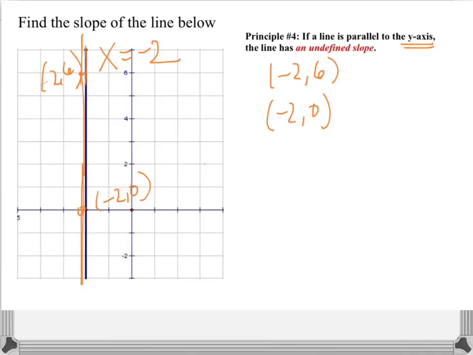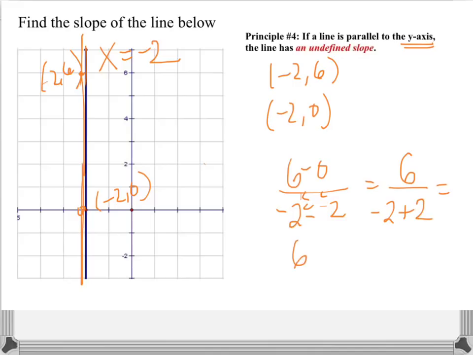So here are the 2 points: 6 minus 0 over negative 2 minus negative 2. Okay, 6 minus 0 is 6. And here I want to use KCC, so it's negative 2 plus positive 2. So it's 6 over 0, and this is what I cannot do. That's undefined. I cannot take 6 and divide it by 0.